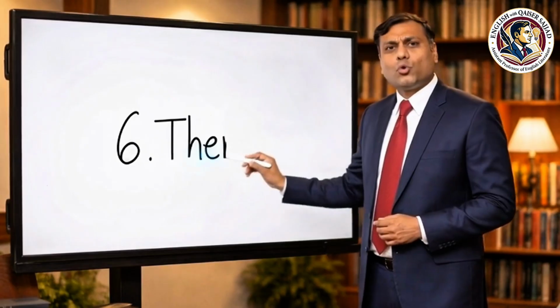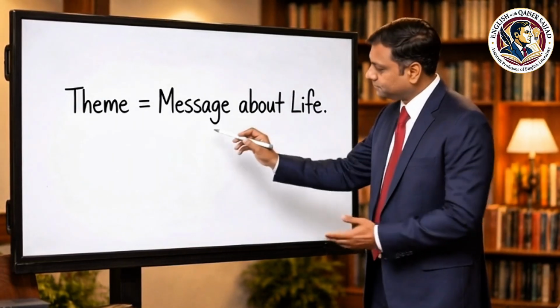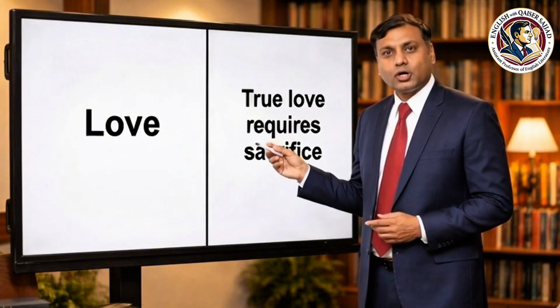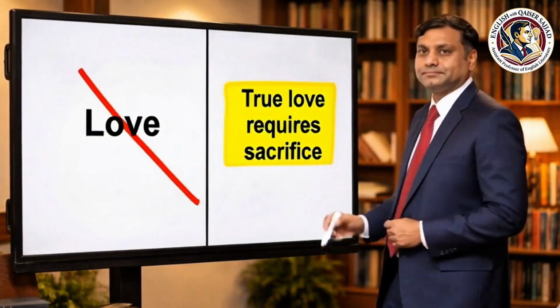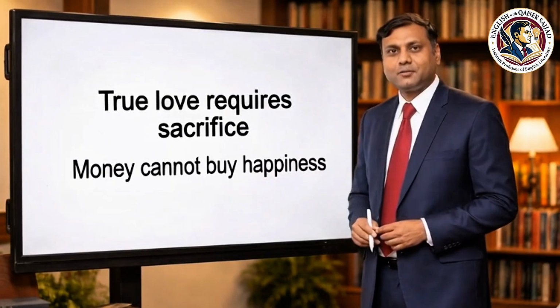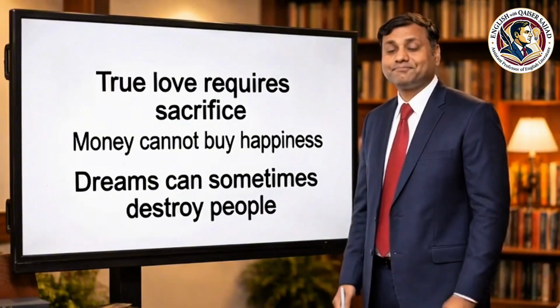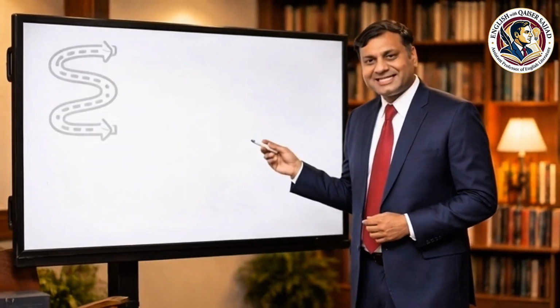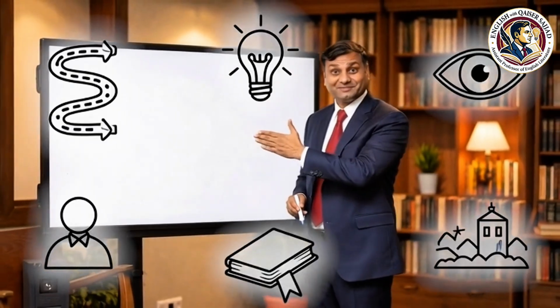This is the most important part. Theme is the message about life. Theme is not one word, it is a full sentence. Examples: true love requires sacrifice. Money cannot buy happiness. Dreams can sometimes destroy people. These 6 elements will help you understand any short story deeply.